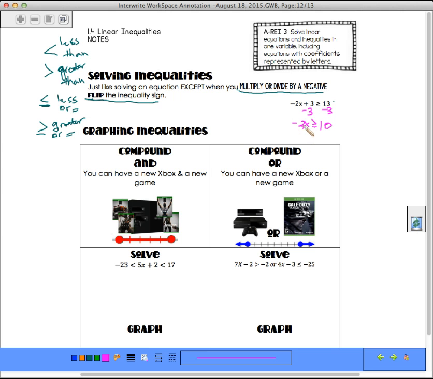And then to solve, because this is multiplication, I have to divide. So I'm going to divide by negative 2, divide by negative 2. The only thing is, because I divided by a negative, I need to flip my sign. So I have x is less than or equal to negative 5. That's my final answer.